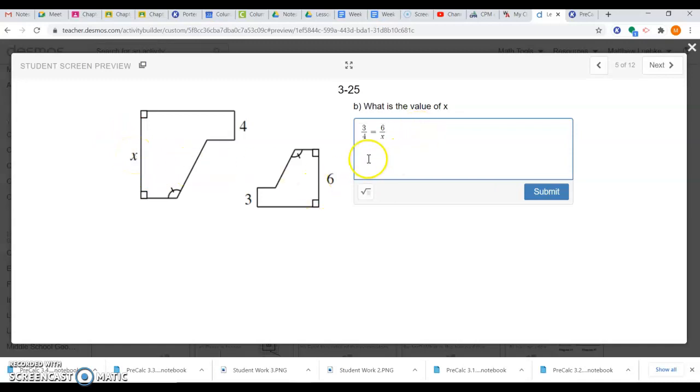Then from this point, I can cross multiply. 3 times x gives me 3x. The equal sign stays in the middle. 4 times 6 gives me 24. I then have 3x equals 24. I can divide both sides by 3, and I end up with x equals 8. All right, so that's one way you can set up this problem: 3 over 4, 6 over x, and then cross multiply to solve.